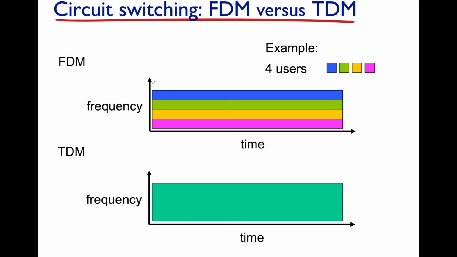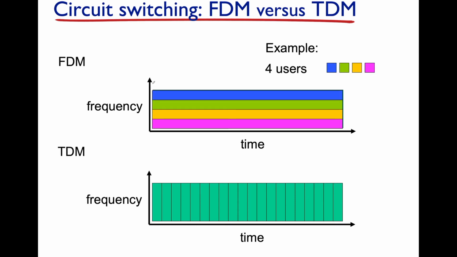Let's contrast that with time division multiplexing. Again, we have time along the horizontal axis and frequency along the vertical axis. We take our channel, and all the available spectrum, all the frequencies for the channel, are available at one time. But what you're going to do then is divide time up into slots.